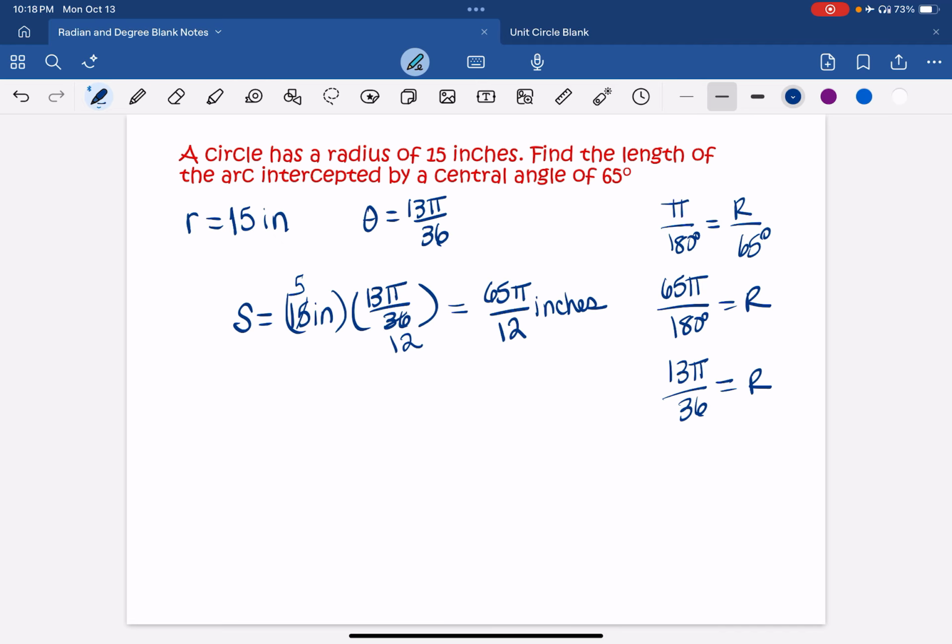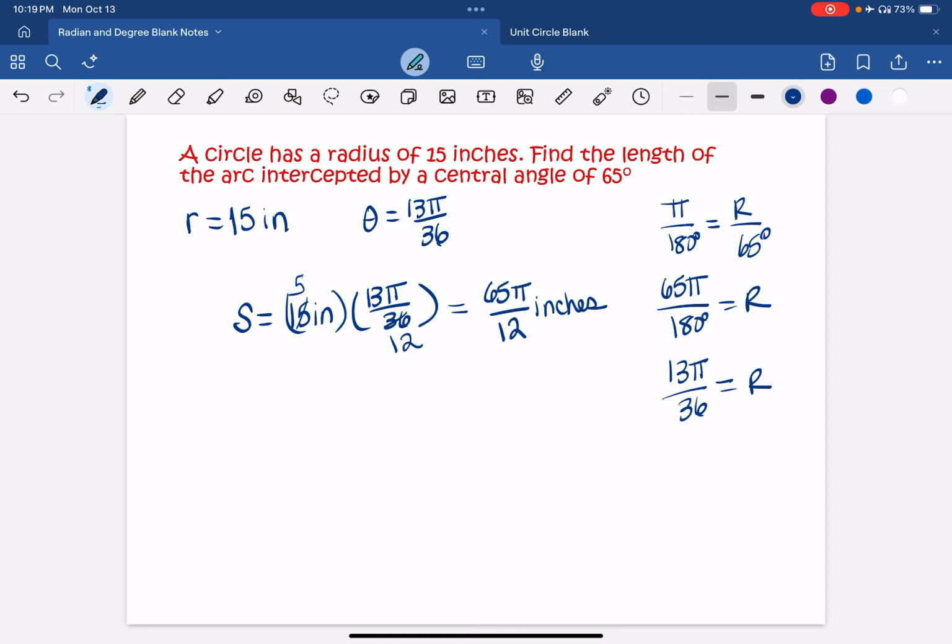And there you have it. Now, to put that in perspective, if you really want to see what that equals, you could put it in the calculator. So let's do 65 times pi and then divide it by 12. Gets you roughly around 17 inches. Okay, so just kind of put that in perspective.